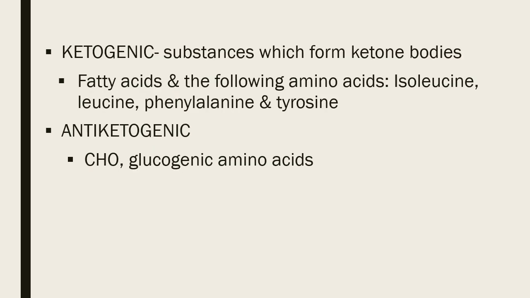So with that, let's take a look at the ketogenic and the anti-ketogenic. Ketogenic substances are those which form ketone bodies, and these are fatty acids and isoleucine, leucine, phenylalanine and tyrosine. While the anti-ketogenic are the carbohydrates and of course the glucogenic amino acids.